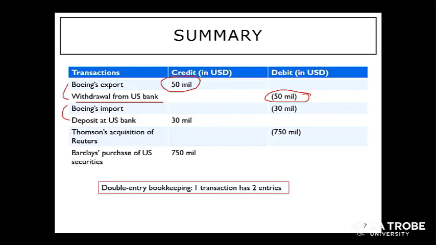In the second transaction, we do the opposite, yeah? In this case, we're buying something from overseas, and because this is a buy transaction, we have to pay money to our partner. So this is a debit transaction, yeah? Because this is double entry bookkeeping, we record another entry, which is a deposit at our bank for $30 million, okay?